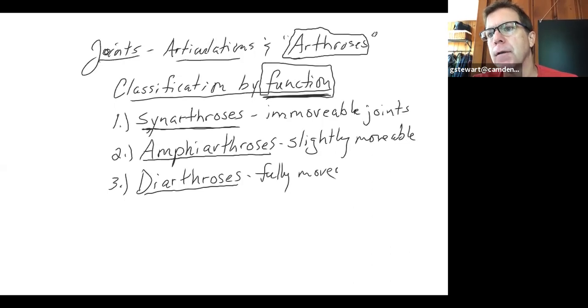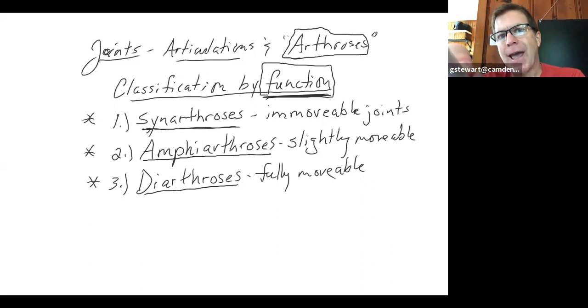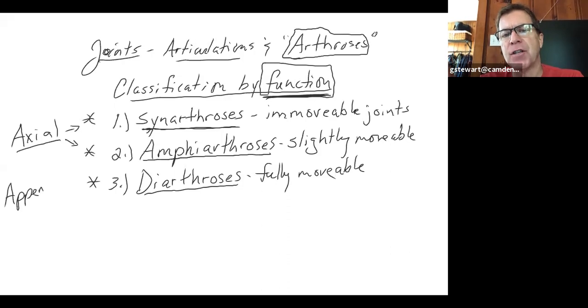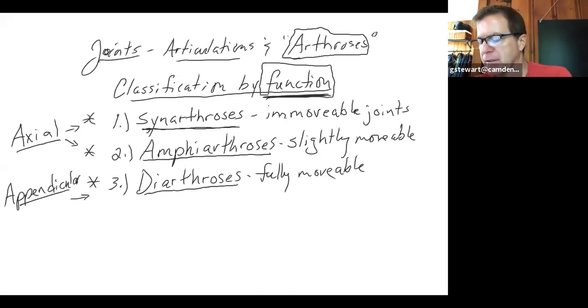So all joints that we're going to cover next based on structural classification are going to fall into one of these three categories: immovable, slightly movable, or fully movable. So just so you know, based on this functional classification, the axial skeleton, by and large, falls into these two categories. And the appendicular skeleton, this is a generalization, is generally number 3. There are some exceptions to that, though.